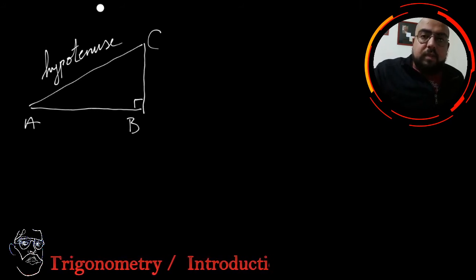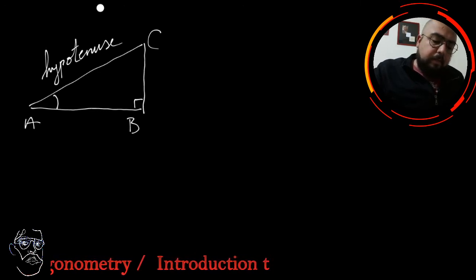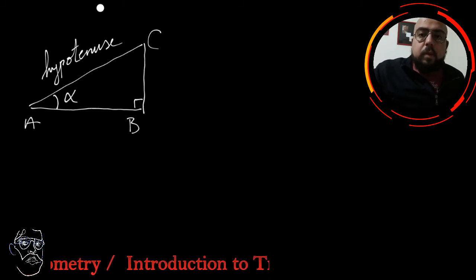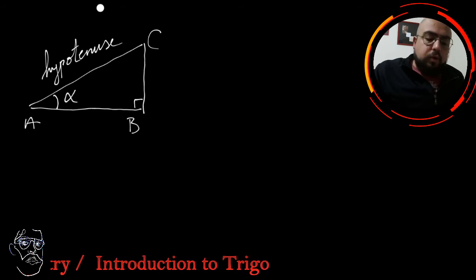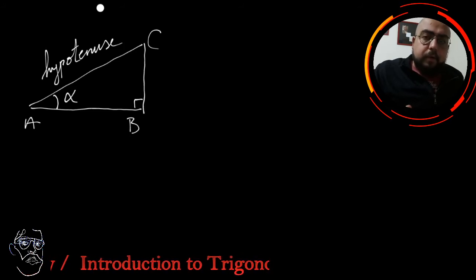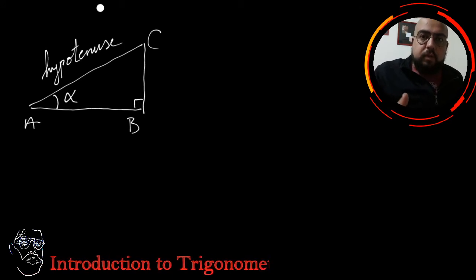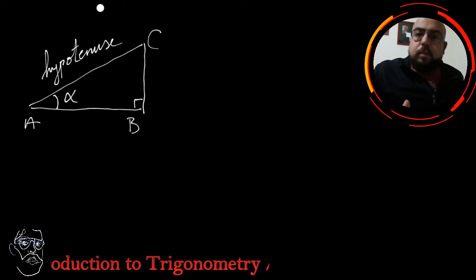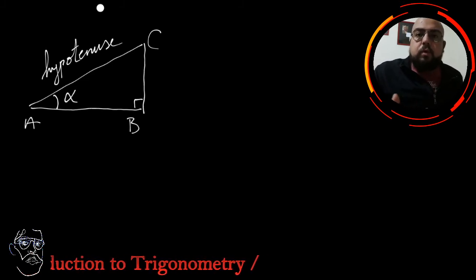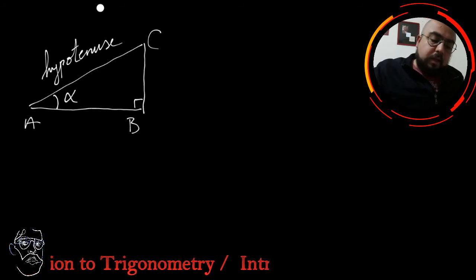I'm going to choose a certain angle. In this case, I'm going to choose the angle A, and I'm going to call it alpha. And of course, I'm going to study the functions related to this angle. So, we have three main trigonometric functions: sine, cosine, tangent. And sometimes we can even mention cotangent. So, let's start with sine.